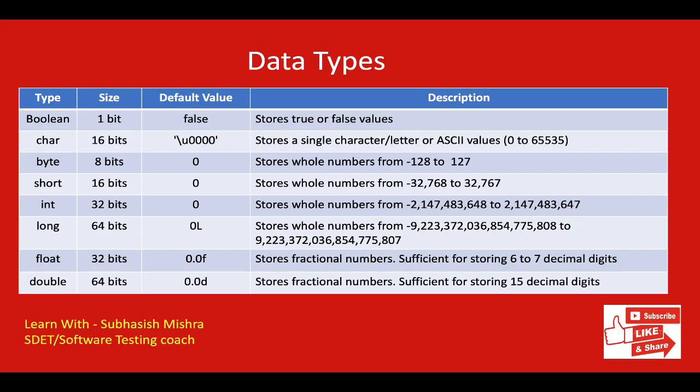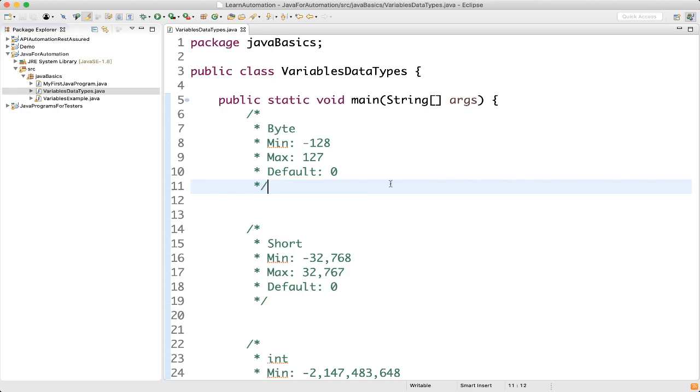Let's go to Eclipse. So here you can see I have already created a class, named it as variable data types. I have just given these default values and maximum and minimum values to save some time. So let's see how we can utilize it.